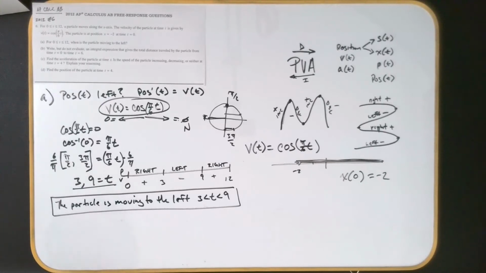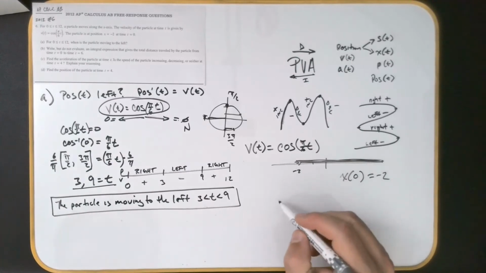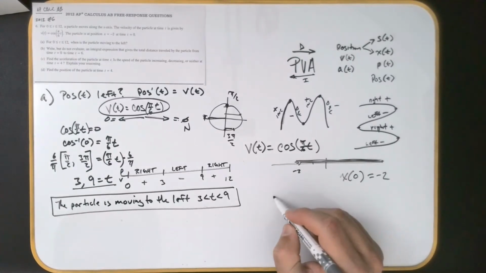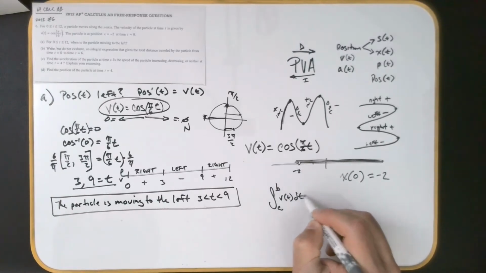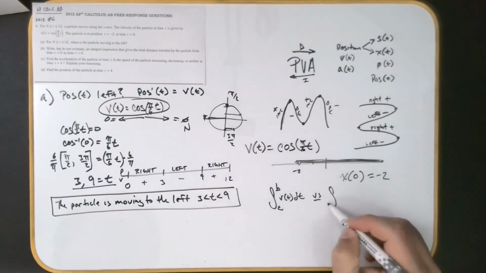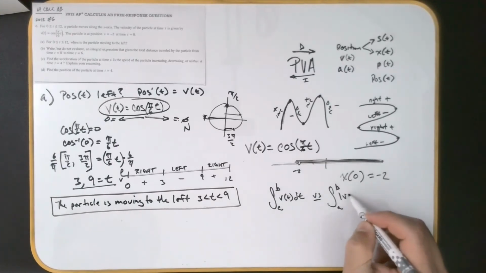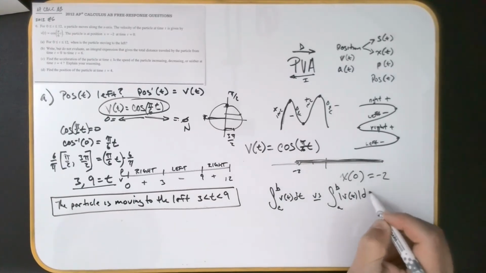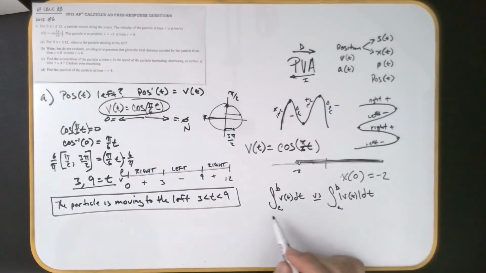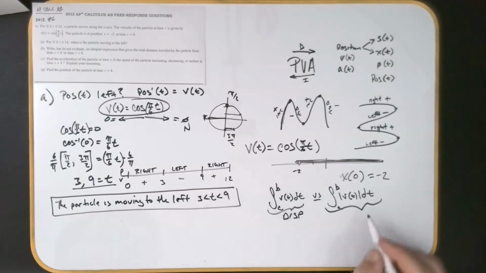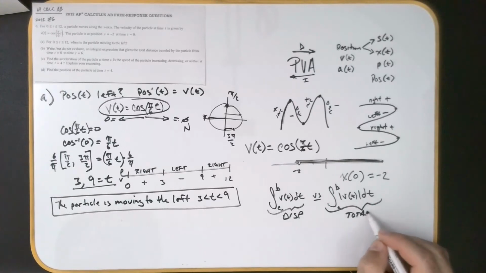Okay, now let's go to B. So B is a pretty basic question that reviews a concept you need to know, and that is what's the difference between integrating velocity versus the integral of the absolute value of velocity. This is a basic thing we need to know whenever you're doing PVA questions. Well, when you're integrating just velocity, this gives you displacement. But when you integrate the absolute value of velocity, you're always going to get total distance. And in a PVA question, it's going to be total distance.